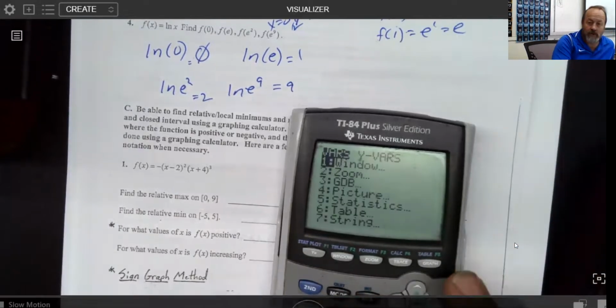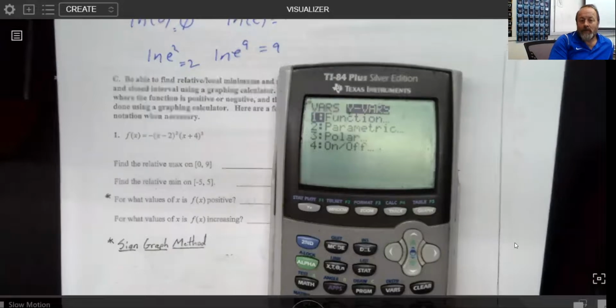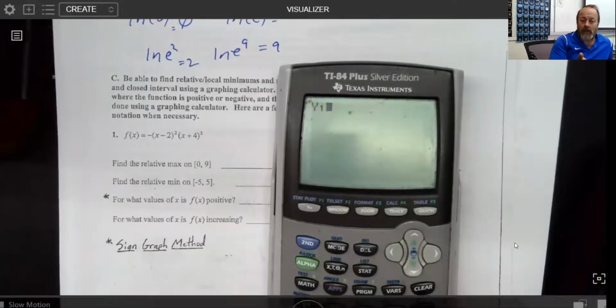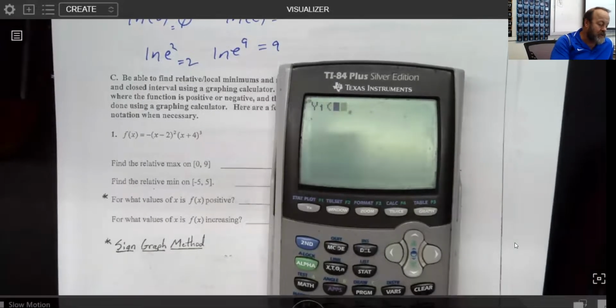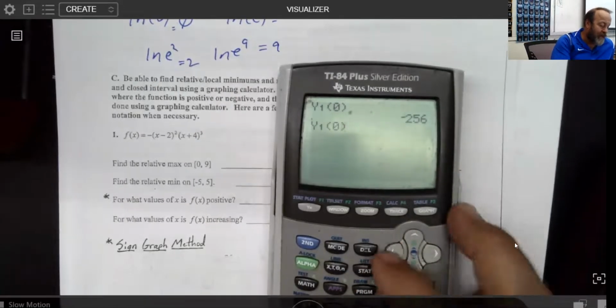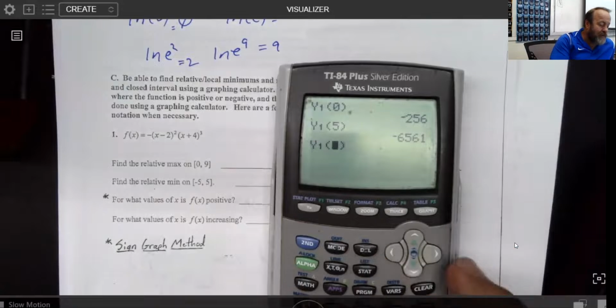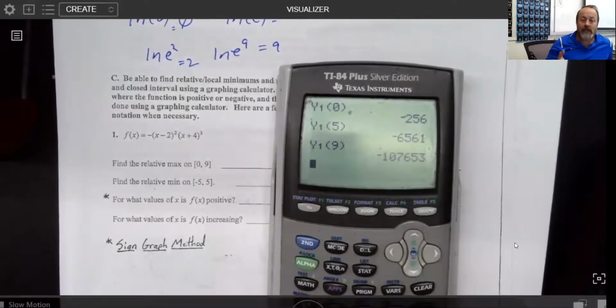If I go to Y-VARS, like we did, remember, this function was put into Y1 in my calculator. Sometimes it's nice to plug in a couple of numbers, like, what happens at 0? What happens at 5? What happens at, let's say, 9? That would give you maybe a little bit of an idea. Wow, this thing is going crazy. Now, again, I don't want these low numbers. I want the high numbers.